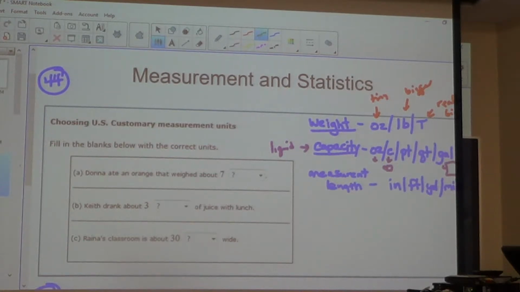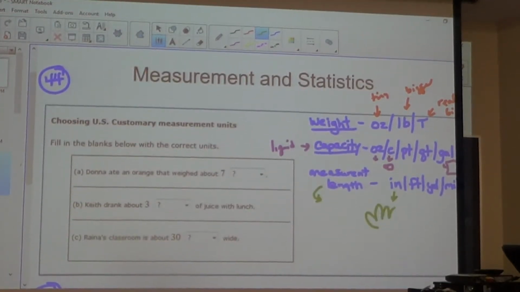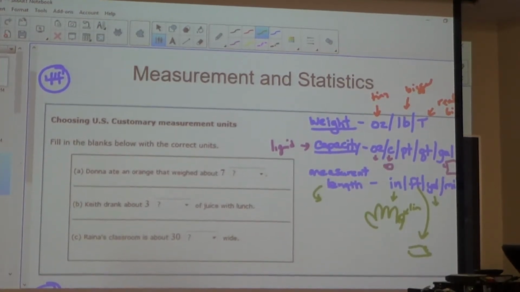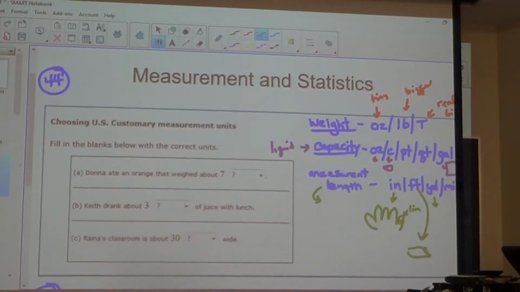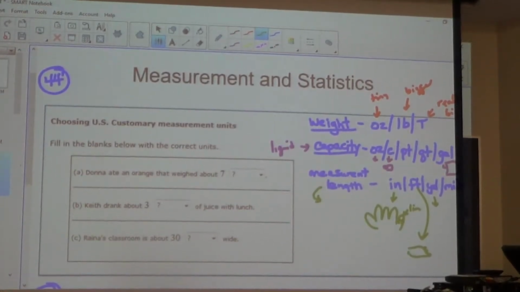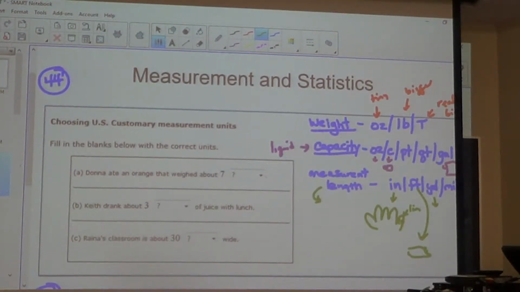If we want to know how long something is, we do inches. An inch is about the width of your pinky. So how wide your pinky is, that's about an inch. A foot literally is your foot, 12 inches. A yard, yardsticks. Your teacher used to walk around with that yardstick, that meter stick. And finally, we know what miles are.